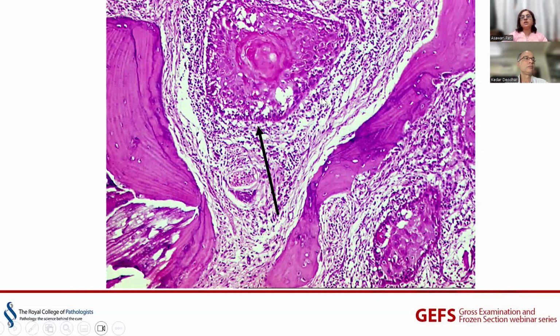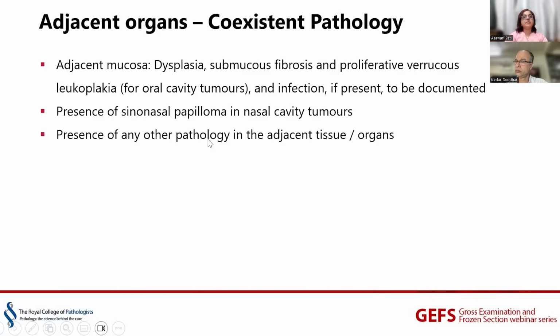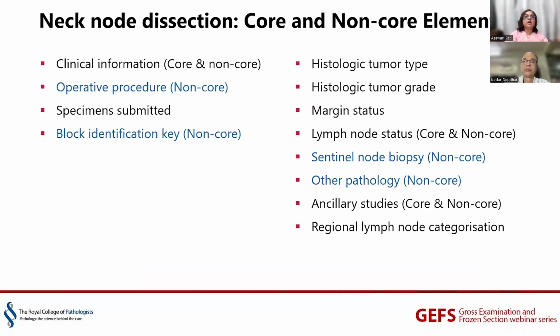This is one of our sections showing bone involved by squamous cell carcinoma. And adjacent organs, if they are showing any coexistent pathology, that has to be mentioned. And neck node dissection, the core parameters are clinical information, specimen submitted, and histological tumor type, grade, margins, lymph node status, whether positive or negative, ancillary studies if required, regional lymph node categorization if necessary. Is it selective node dissection, is it contralateral, whether it is a non-regional node, we have to specify that.